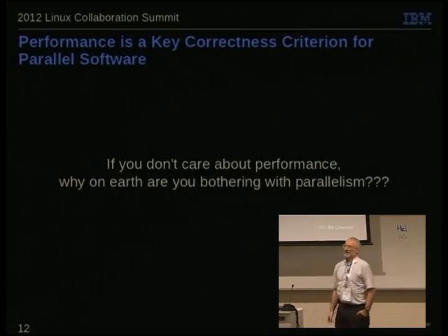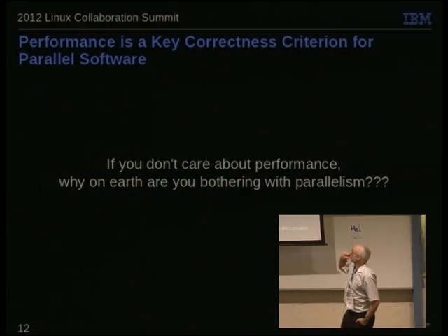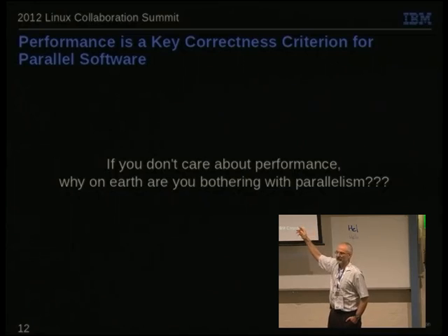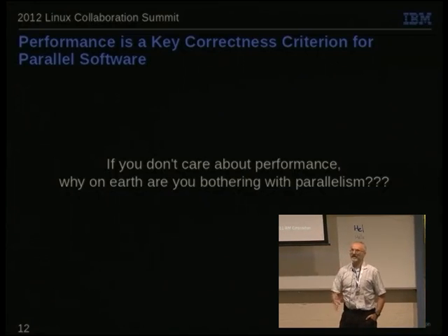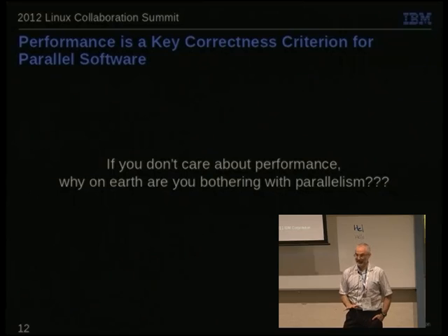A key thing if you're doing core parallel software down at the bottom of the stack is that performance is a key correctness criterion. If your stuff doesn't perform, doesn't scale, it's buggy. Being functionally correct is only half the battle. After all, if you didn't care about performance or scalability, why on earth are you writing parallel software? Just write a sequential program and be done with it.